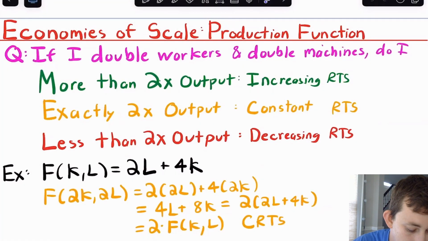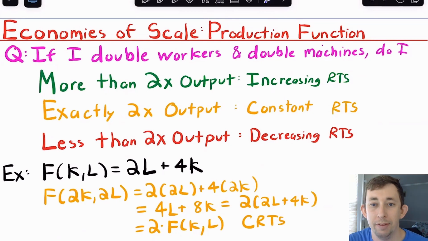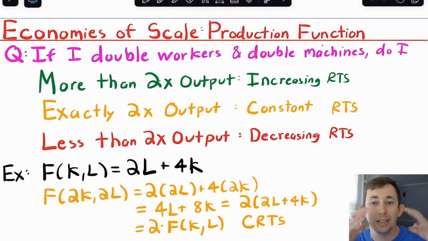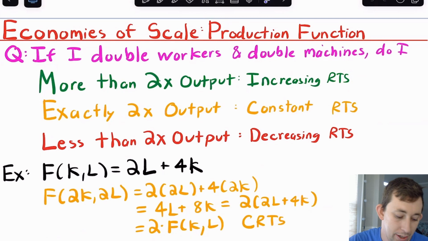So the question that you want to answer is, if I double the amount of workers that Bill has, if I double the amount of ice cream machines, what happens to Bill's output? Can he more than double the output, in which case we would say he has increasing returns to scale. So when he sizes up, he gets even more efficient. Does he get exactly twice the output when he doubles his inputs?